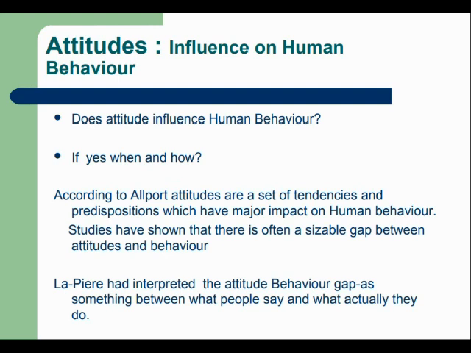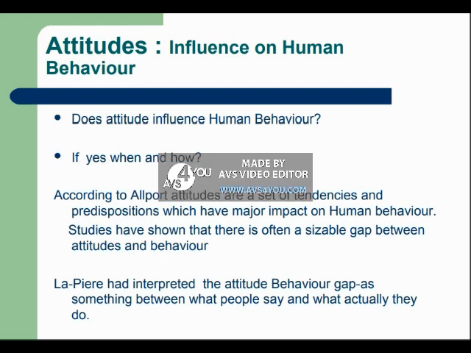Attitudes influence on human behavior. Does attitude influence human behavior? If yes, when and how? According to Allport, attitudes are a set of tendencies and predispositions which have major impact on human behavior. Studies have shown that there is often a sizable gap between attitudes and behavior. LaPiere had interpreted the attitude-behavior gap as something between what people say and what they actually do.